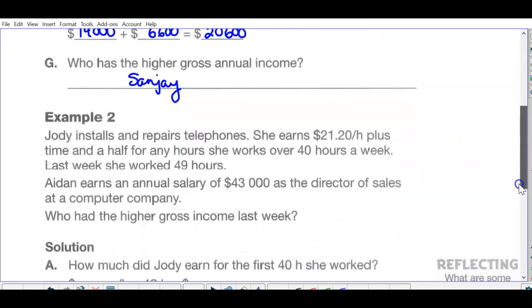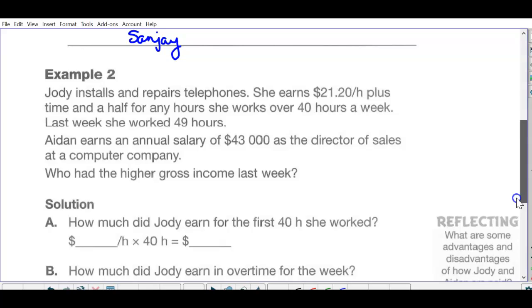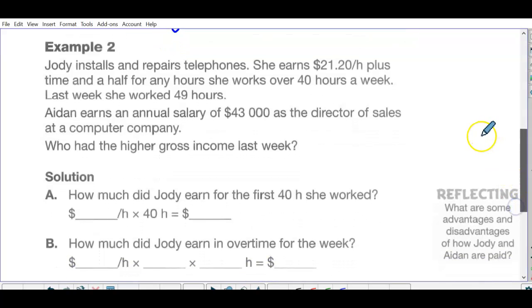Okay, and then example 2. Jody installs and repairs telephones. She earns $21.20 per hour plus time and a half for any hour she works over 40 in a week. Last week she worked 49. Aiden earns an annual salary of $43,000 as director of sales at a computer company. That would be higher these days.